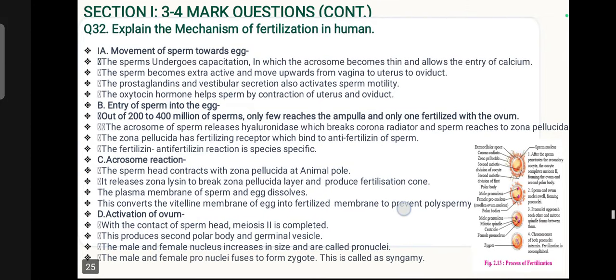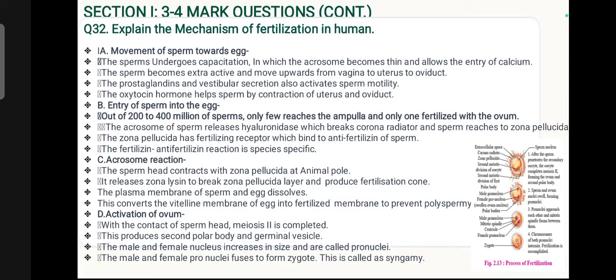Explain the mechanism of fertilization in human. There are 4 stages: movement of sperm towards the egg, entry of sperm into the egg, acrosome reaction, and activation of the ovum.